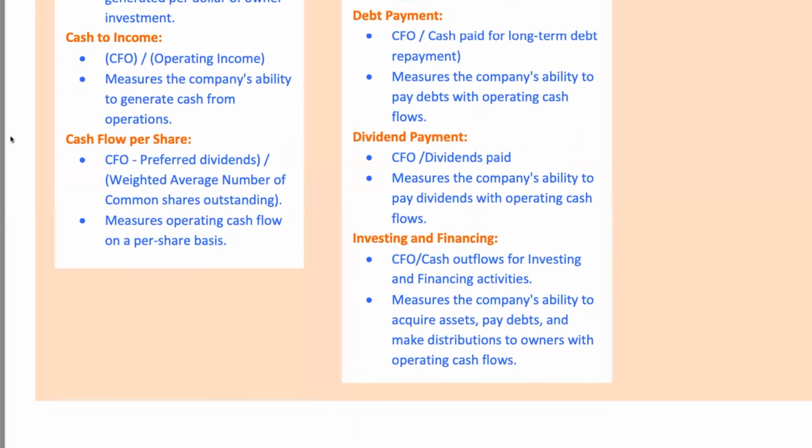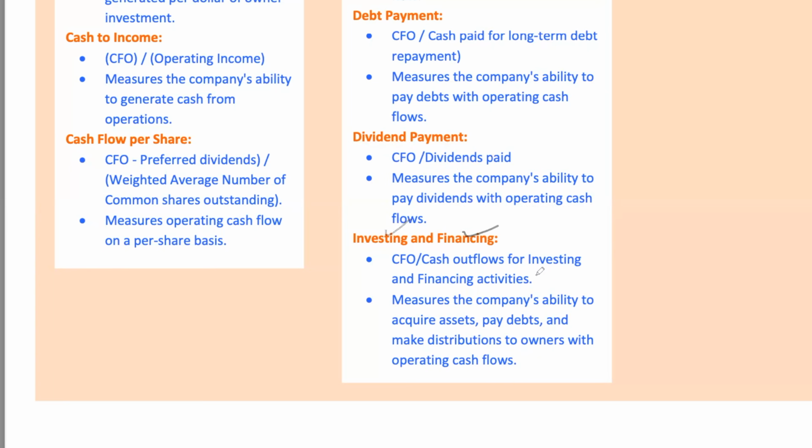Moving on to the dividend payment ratio. This ratio tells you how well the company can cover its dividend payments using cash from operations. If a company is paying dividends, this ratio shows whether those dividends are being funded by operating cash or if the company is borrowing or using reserves to keep shareholders happy.